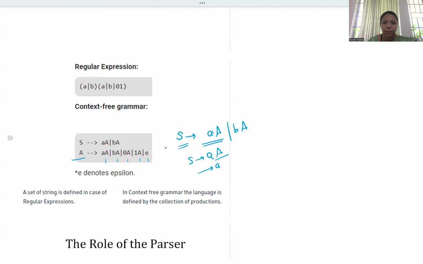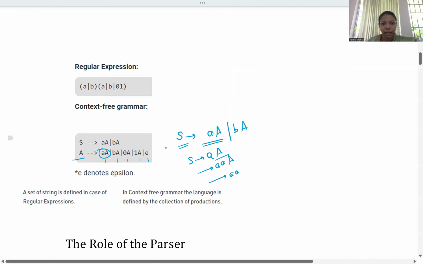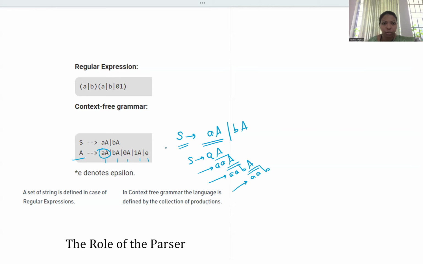Further, for capital A, if I again use this first production, again I'll write a. Then after this, again I have a non-terminal. This non-terminal can be written as BA, and then again AAB. And again, this non-terminal can also be written as 0A.